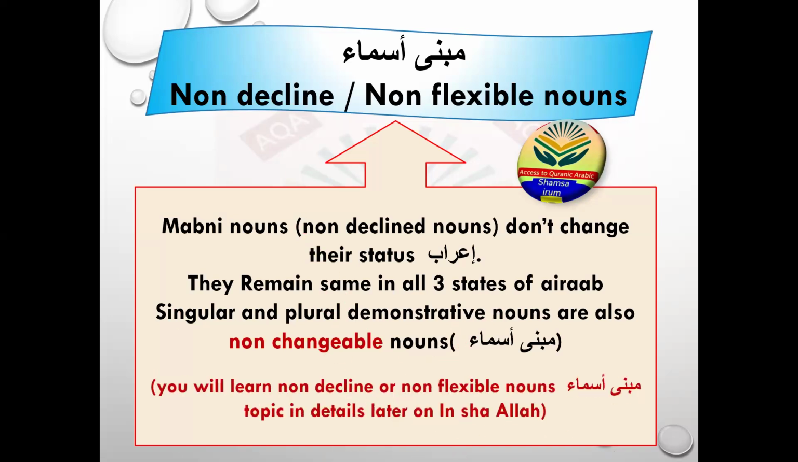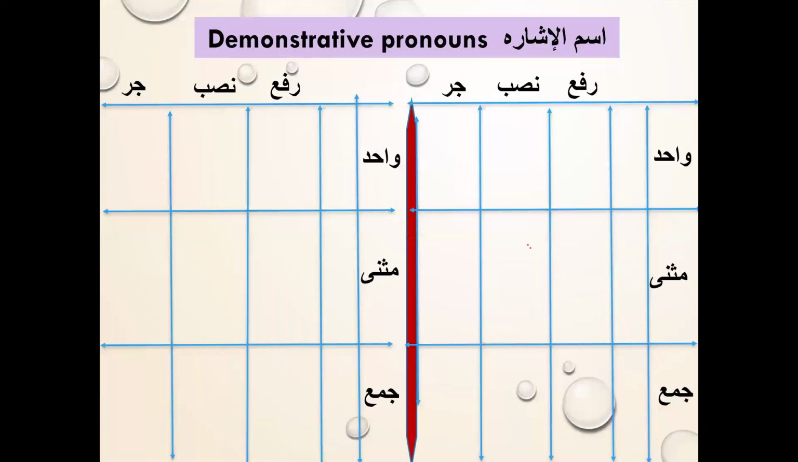And one more thing I want to explain about the mabni asma. You will learn this topic in detail in the future, inshallah ta'ala. During Jumla Ismiya, we will cover this topic in detail. At the moment, I'm just giving you a little hint about what mabni is. Mabni means those nouns which will not change their i'rab. They are non-flexible and non-changeable.